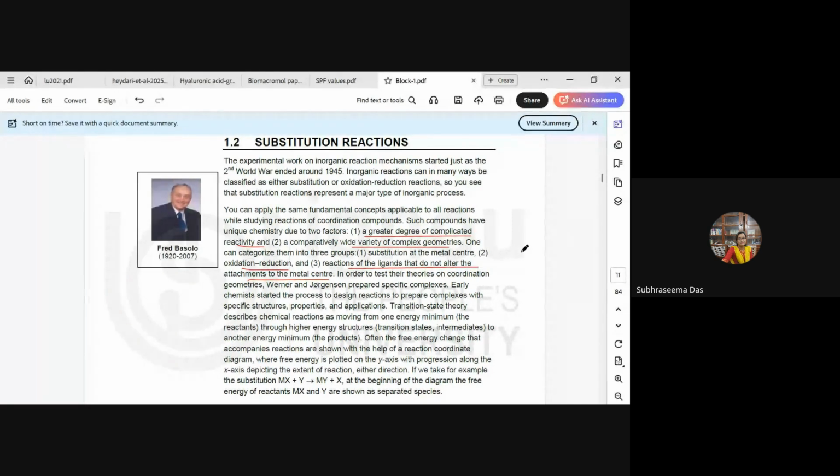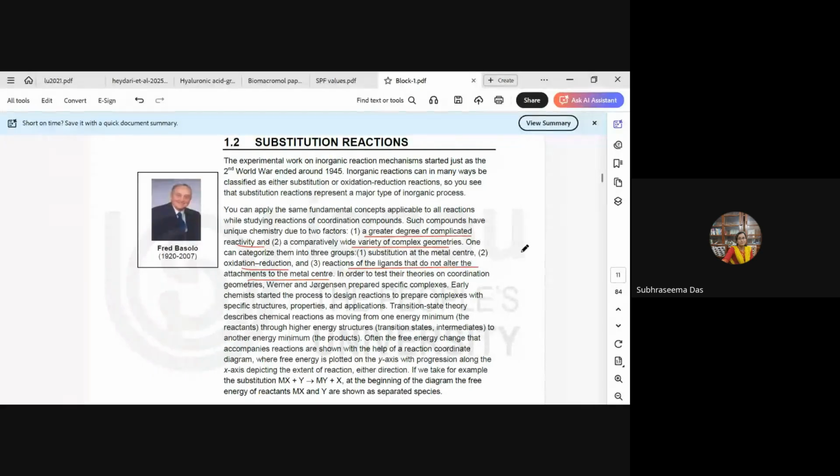In order to test the different theories of the geometry of coordination complexes, Werner and Jorgensen prepared certain specific types of complexes, to understand what type of reaction mechanism is followed by inorganic complexes. Transition state theory was first proposed to define the structures, properties, and applications of such complexes.